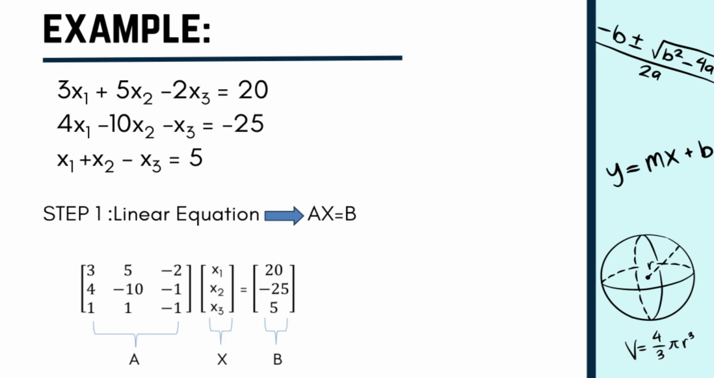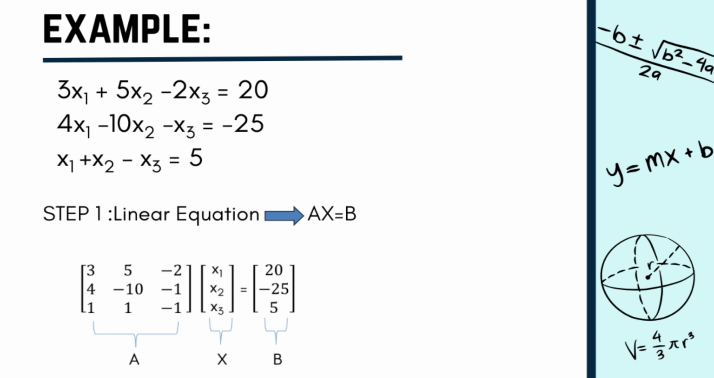Given the system of linear equations: 3x1 plus 5x2 minus 2x3 equal to 20, then 4x1 minus 10x2 minus x3 equal to negative 25, and lastly, x1 plus x2 minus x3 equals 5.